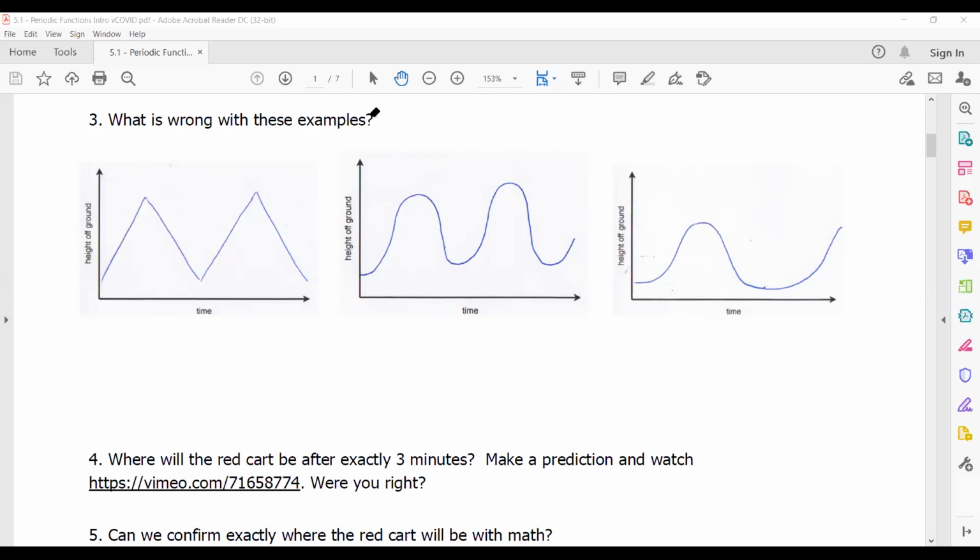Okay, so maybe you can say there is no gradual increase or decrease in height. I guess you can say that. Okay, too pointy, there's no curves. Next one might be a little easier to explain. What is wrong with the second one?